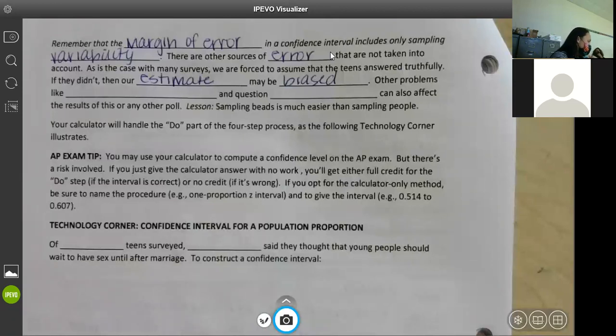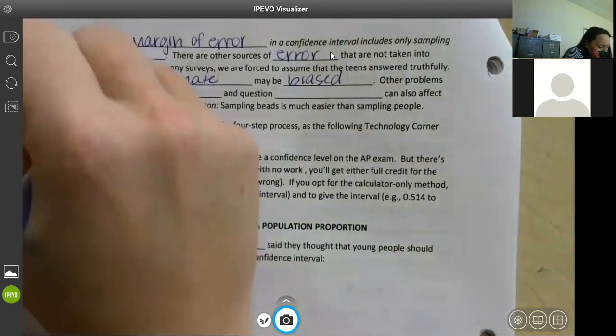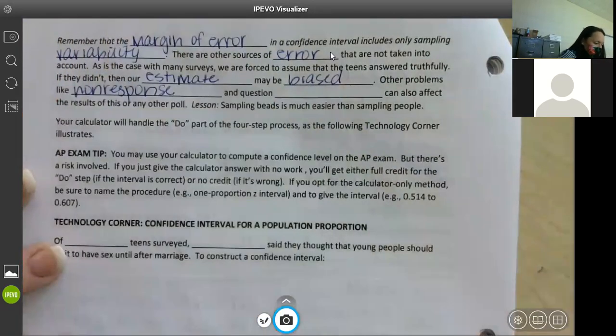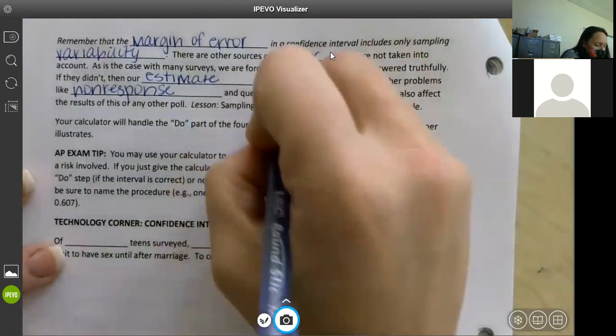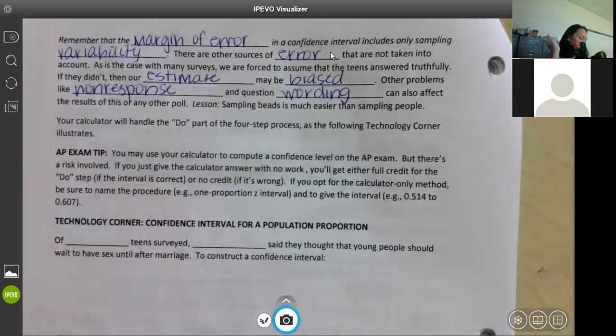All right. So other problems like non-response and question wording can also affect the results of this or any other poll. Lesson: sampling beads is much easier than sampling people. Beads are not going to lie to you. Beads are not going to not answer clearly.